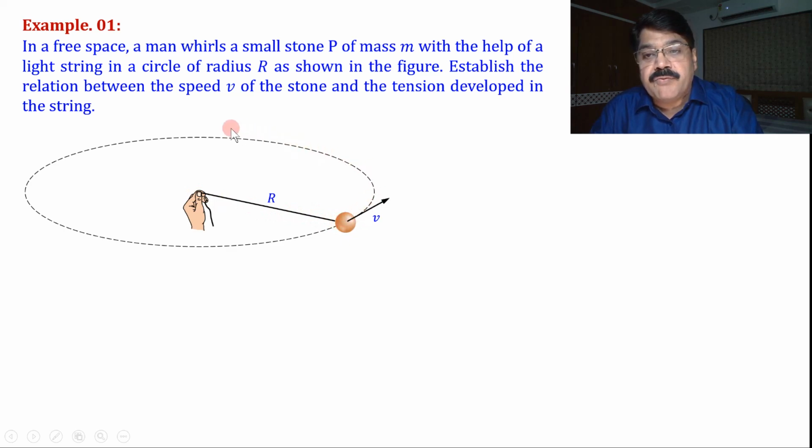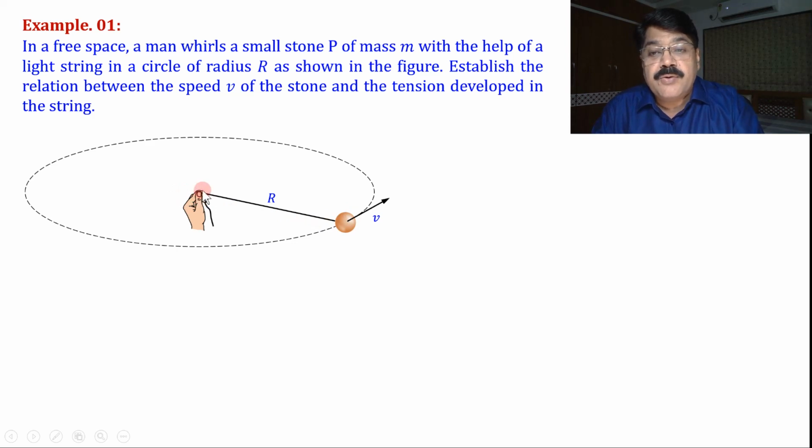The man is whirling the stone on the circular path, and how has this motion been established? Here, please take care. You might be thinking that this man is shaking his hand in this way and this particle is moving. But this is not the situation. If this man were moving this hand like that to move the stone, it would mean this center is not stationary.